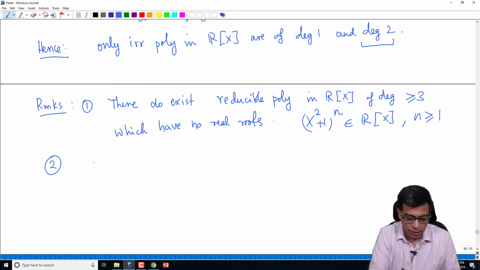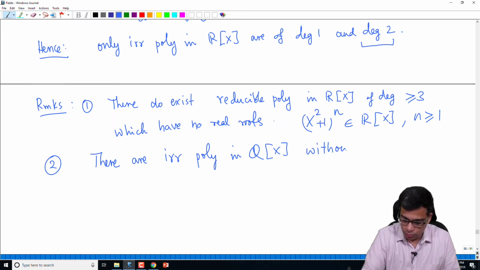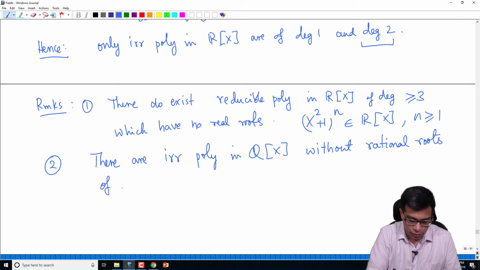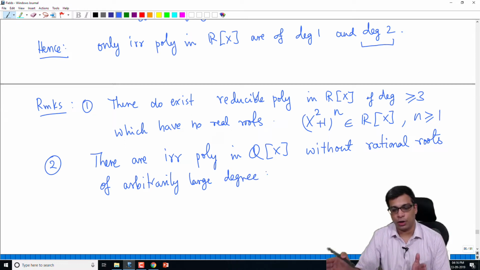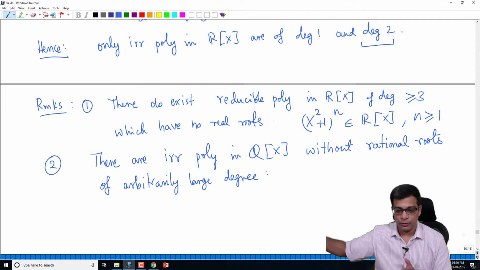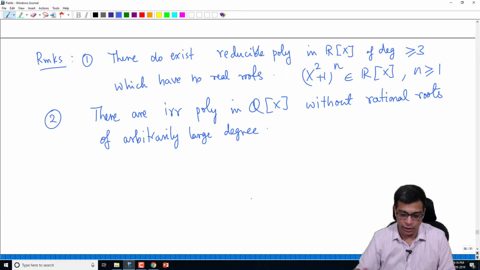The other remark is, there are irreducible polynomials in Q[x] without rational roots of arbitrarily large degree. What was nice about R was there can't be irreducible polynomials without real roots of degree 3, 4, 5 and higher, but that's not the case for Q[x]. Q is, in other words, very far from being algebraically closed.